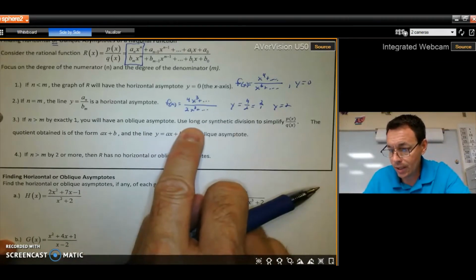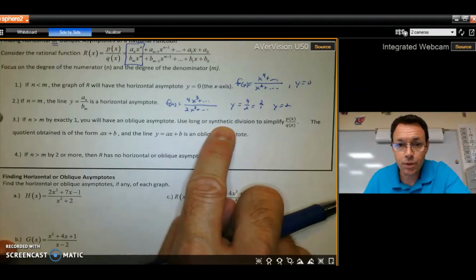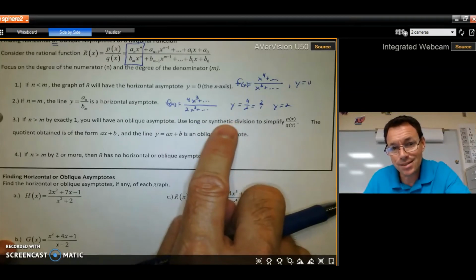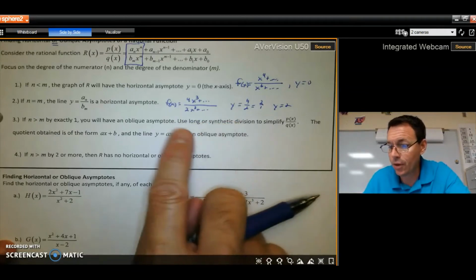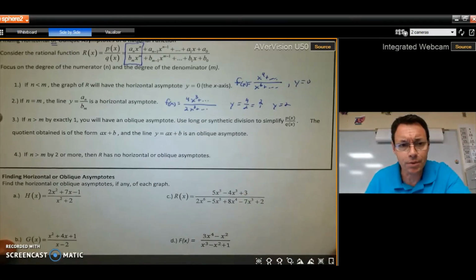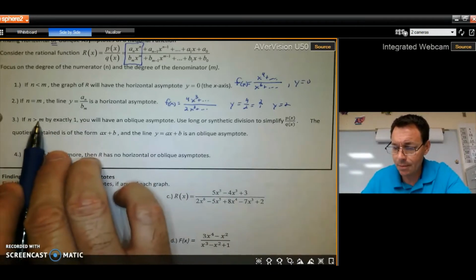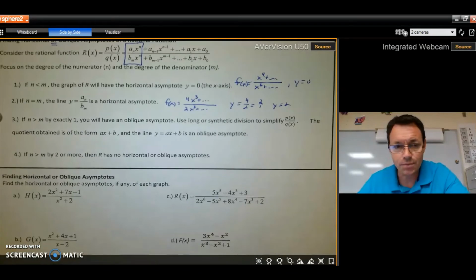Now I'm going to show you how to use long division because long division always works. Synthetic division, which we've used before, only works in special cases, and I'll explain that special case, but long division always works, so I'll show you how that works as well. And then I'll show you an example. So if this is bigger than that by exactly 1, you're going to have an oblique asymptote.